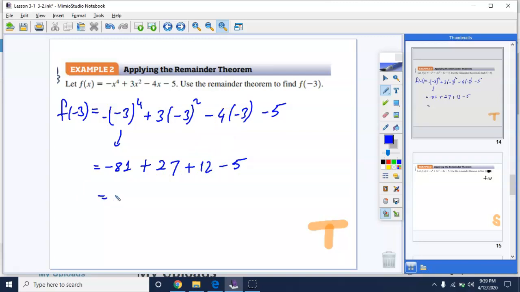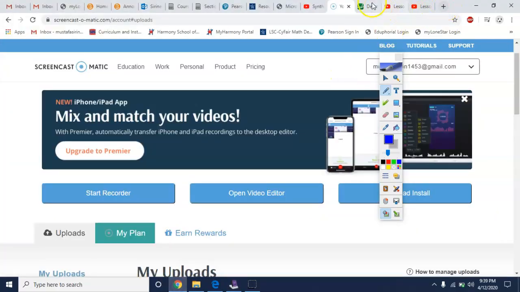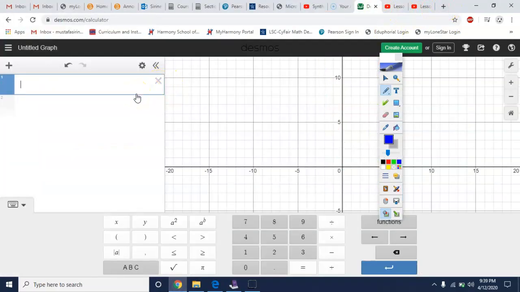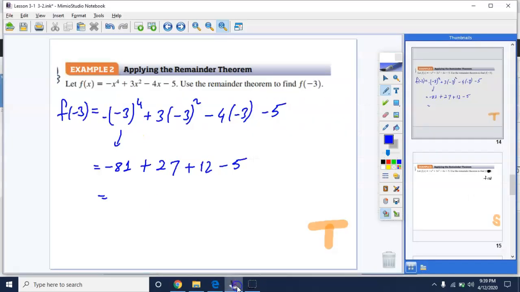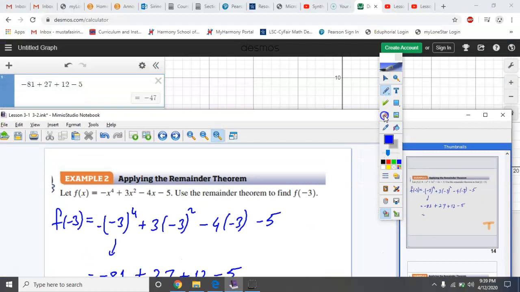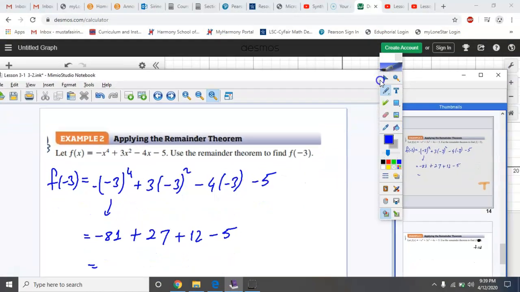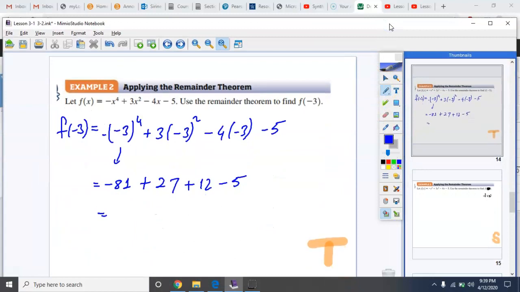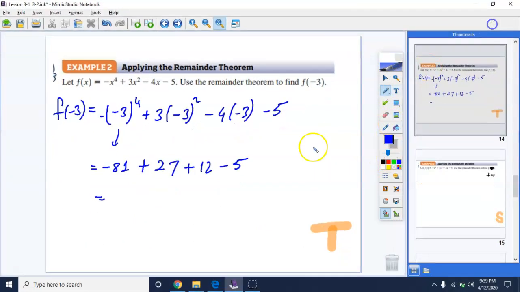So we can just calculate those. You can use a calculator or whatever. I'm going to cheat a little bit here. Let me use this. Negative 81 plus 27 plus 12 minus 5, right? Do they match? Negative 81, 27, yes. So the answer should be negative 47. You can even use decimals at this point. You don't even need to calculate those. It's up to you guys.